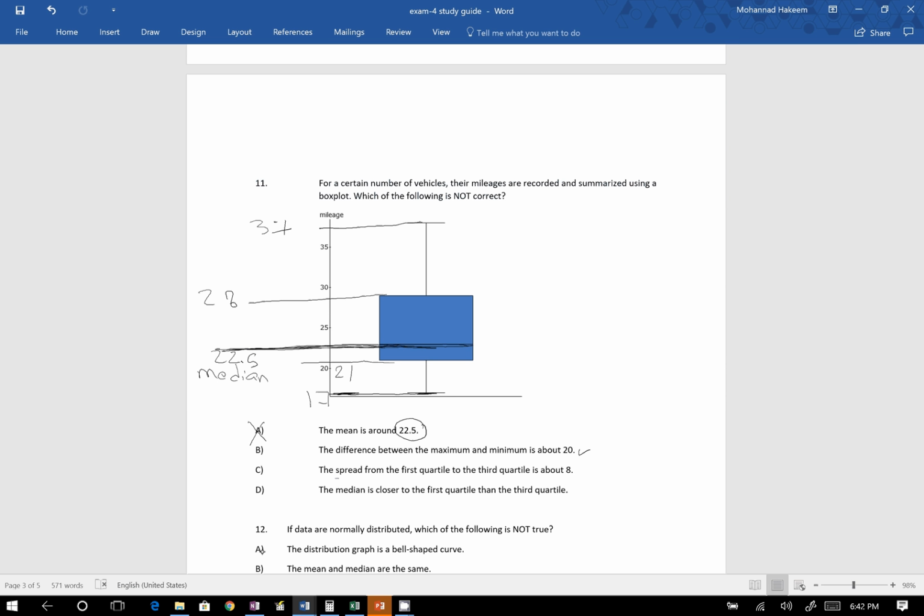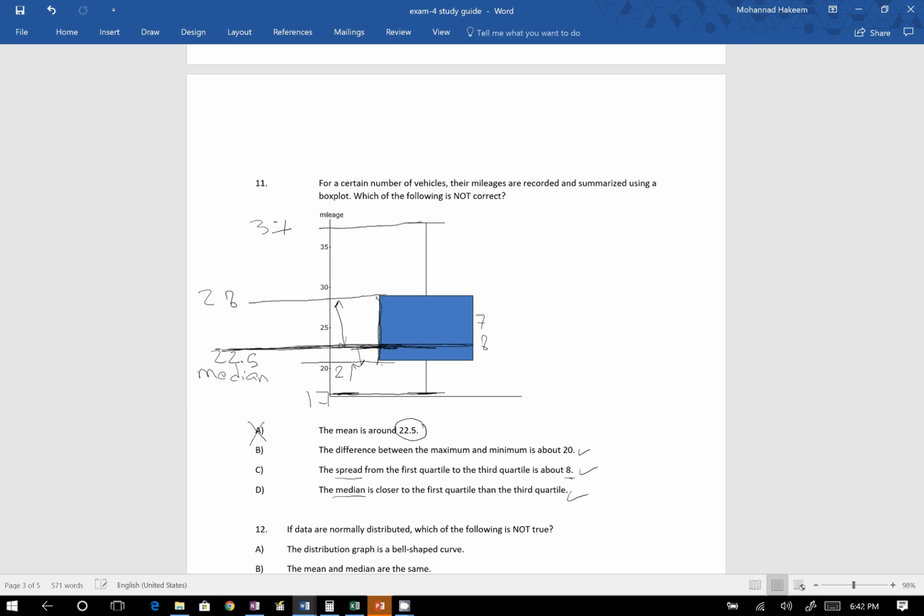The spread from the first quartile to the third quartile is about 8. The spread is the difference. This is the spread. So between 20 and 8, or 21 and 8, that's like 7 or 8. So that makes sense. So the median is closer to the first quartile than the third quartile. This is the median, not the mean. It's closer to Q1, the first quartile, because this distance is smaller than this distance.